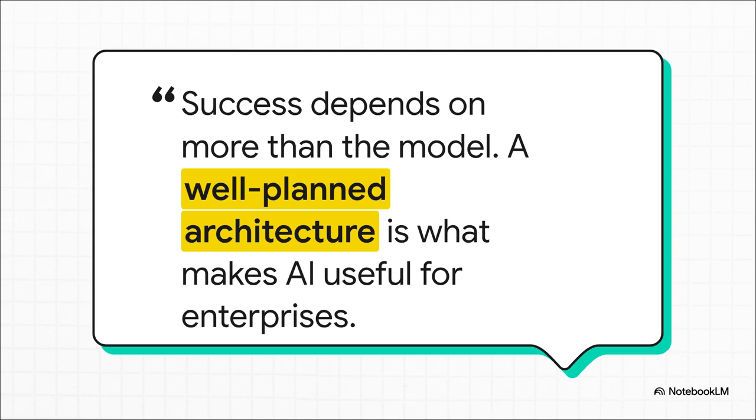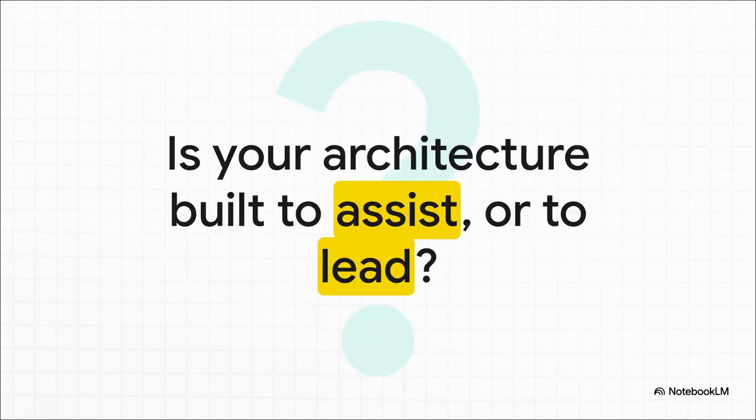This quote says it all. Success depends on more than just the model. A well-planned architecture is what makes AI useful for enterprises. You can have the smartest model in the world, but it's worthless if it isn't secure, scalable, and deeply integrated into your business. So I'll leave you with this final question to think about as you plan your own AI strategy. Are you building an architecture that's just meant to assist with today's tasks? Or are you laying the foundation to lead your organization into a truly autonomous future?